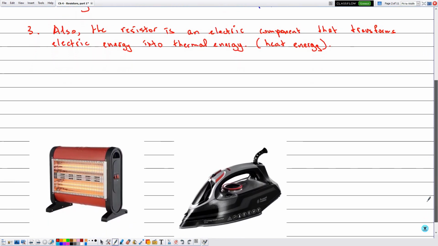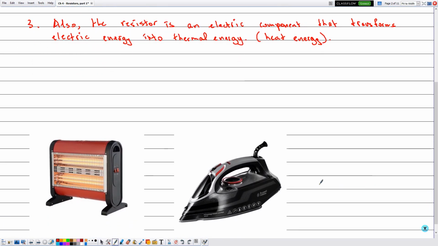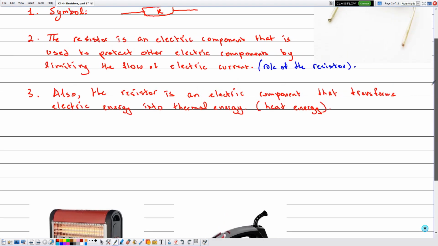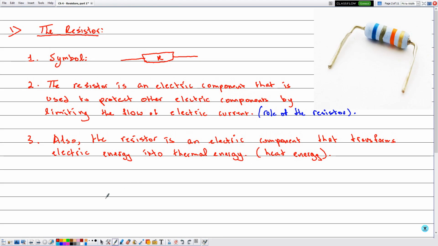So all electric appliances that give heat, for example the electric heater or the iron, consist of a resistor. So the resistor is an electric component that transforms electric energy into thermal energy. So this is the second role, or other role, of the resistor.